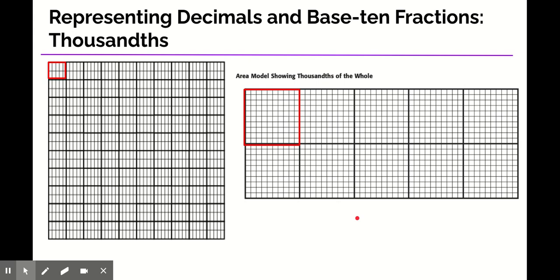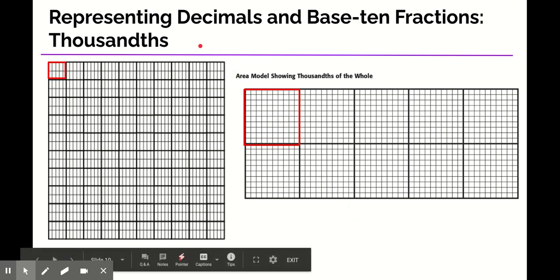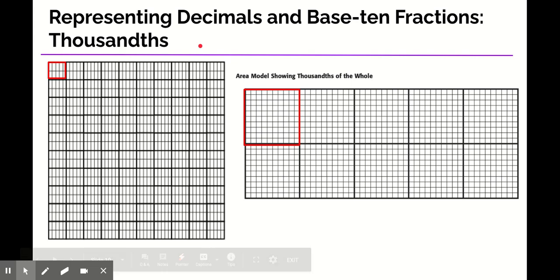Students need time to investigate decimals and base 10 fractions, which are fractions that have a denominator of 10, 100, 1,000, and so on. Both of these area models can be used to explore these decimals and fractions. This first model over here shows a thousandths grid, which essentially is a hundredths grid, but each of these individual grids has been broken down into thousandths. The second area model can be explained as 10 hundredths grids combined together to form one whole.